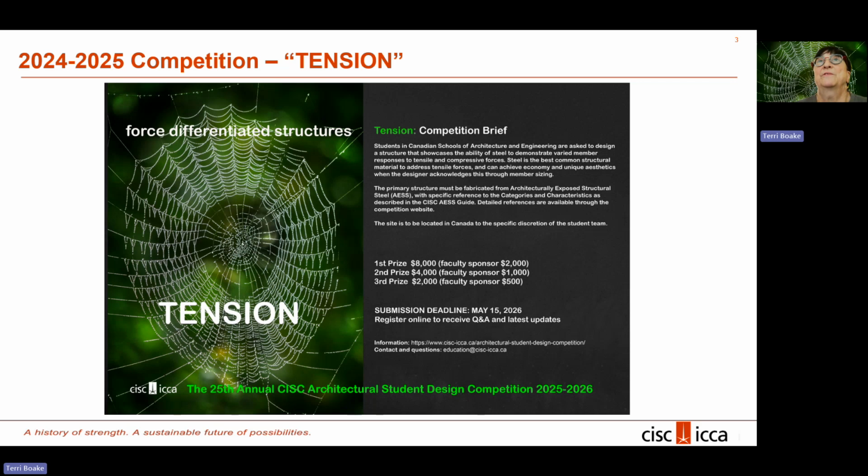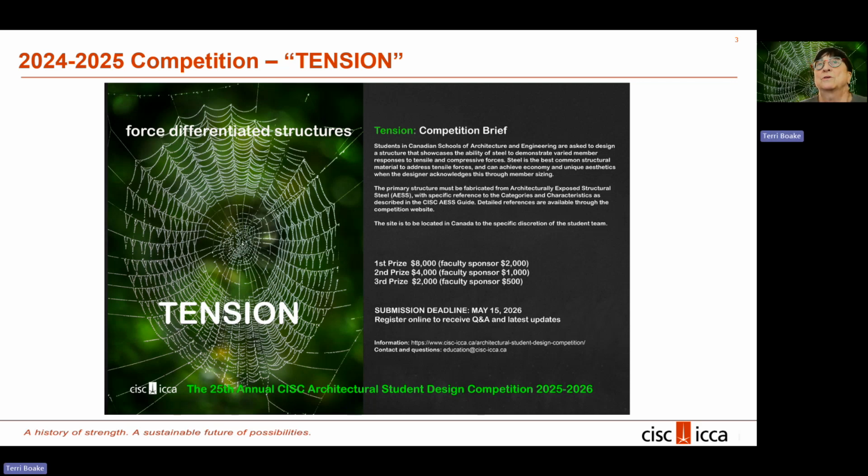So the competition brief. Students in Canadian schools of architecture and engineering are asked to design a structure that showcases the ability of steel to demonstrate varied member responses to tensile and compressive forces. Steel is the best common structural material to address tensile forces and can achieve economy and unique aesthetics when the designer acknowledges this through the member sizing.